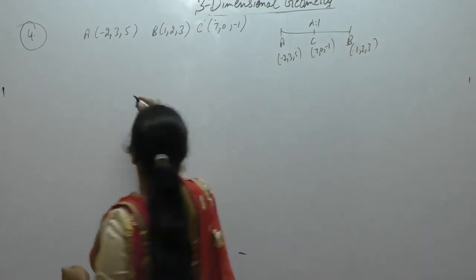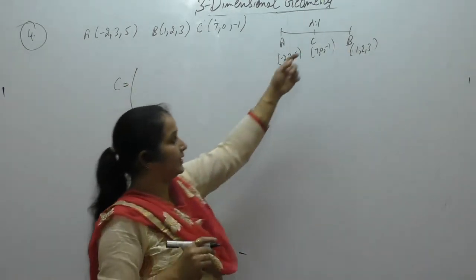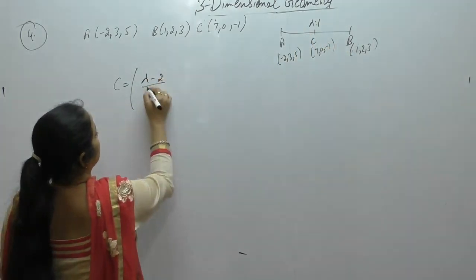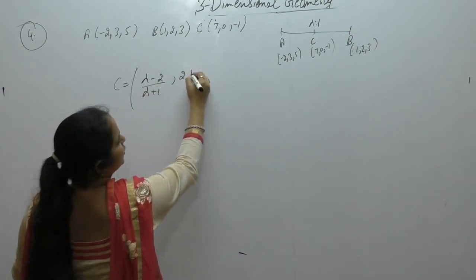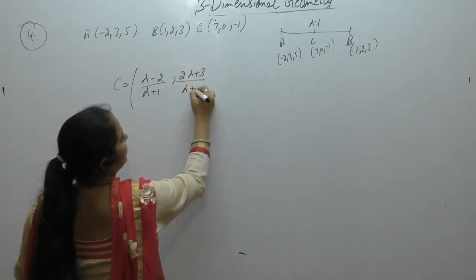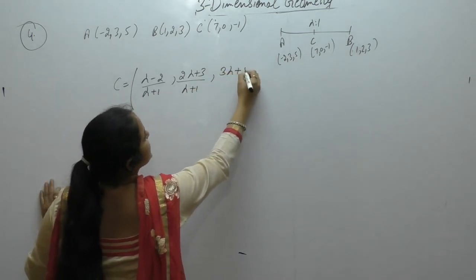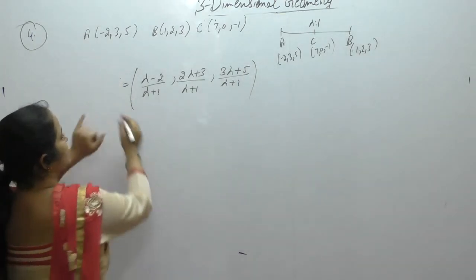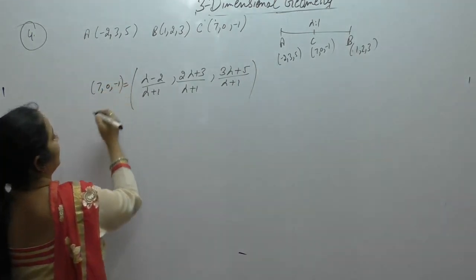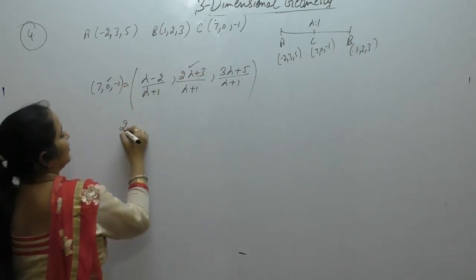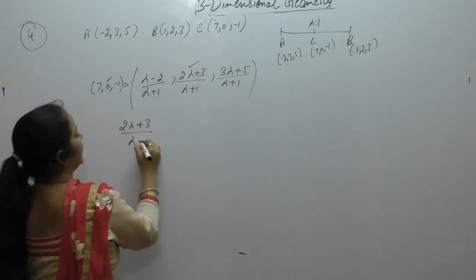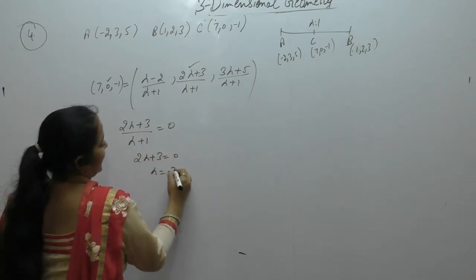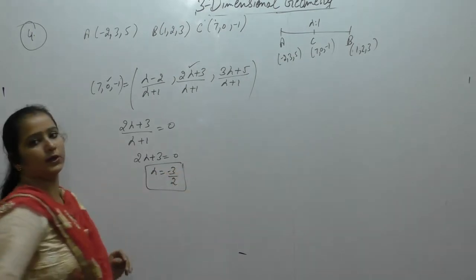Now we have the coordinates of C also: (7, 0, -1). The coordinates of C, if it divides in the ratio lambda : 1, will be (lambda - 2)/(lambda + 1), (2 lambda + 3)/(lambda + 1), (3 lambda + 5)/(lambda + 1). Now we are given the coordinates of C, that is (7, 0, -1). So put the y coordinate equal to 0 to find the value of lambda. So 2 lambda + 3 is 0, and we get lambda as -3/2.